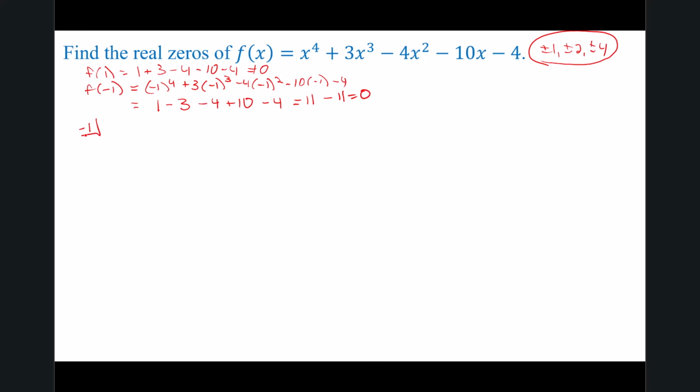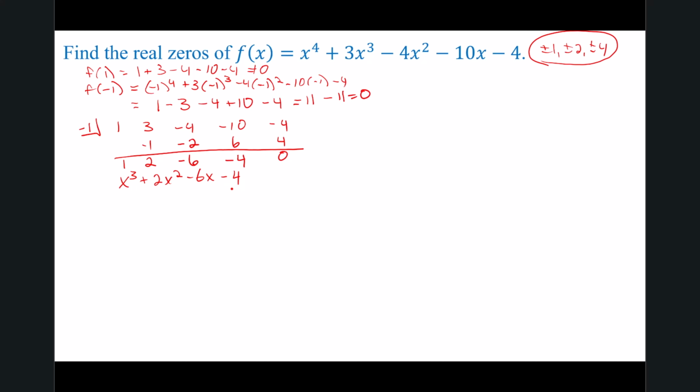So I'll do synthetic division. 1, 3, negative 4, negative 10, negative 4. Bring down the 1. 1 times negative 1. And then add. Negative 1 times 2 is negative 2. Add. Negative 1 times negative 6 is 6. Add. Negative 1 times negative 4 is 4. Add, we get 0. So this polynomial down here is, we started with x to the 4th, so this one is x to the 3rd plus 2x squared minus 6x minus 4. Okay, now we need to do this one.